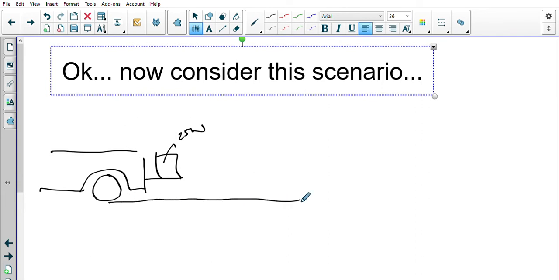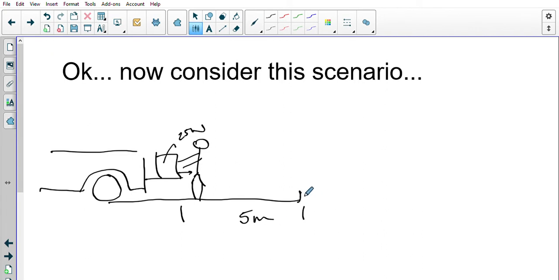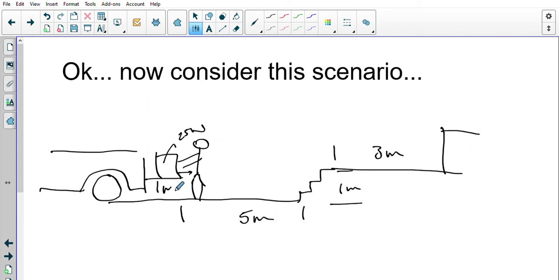And I came out and I grabbed that bag of groceries and just slid it off the tailgate. I then walked 5 meters and then went up a set of stairs that was 1 meter high and then walked 3 meters into the house where, oh yeah, this was 1 meter here and this was 1 meter here, and where I slid the bag of groceries onto the countertop.